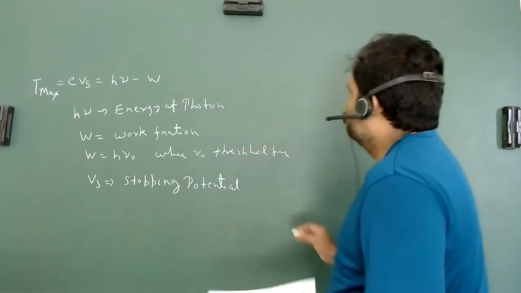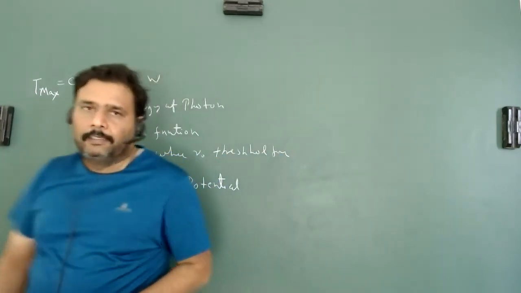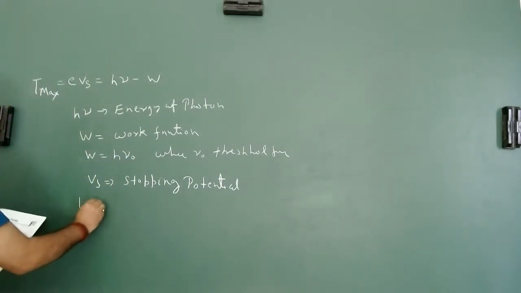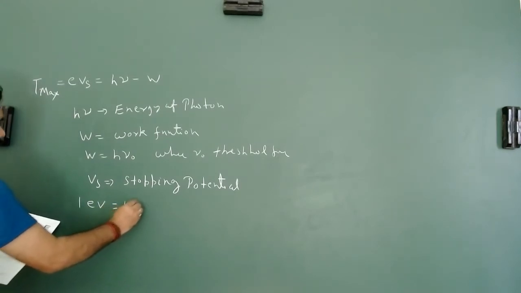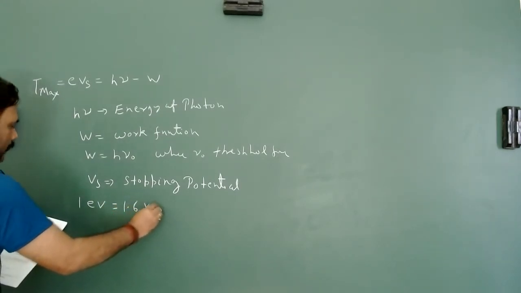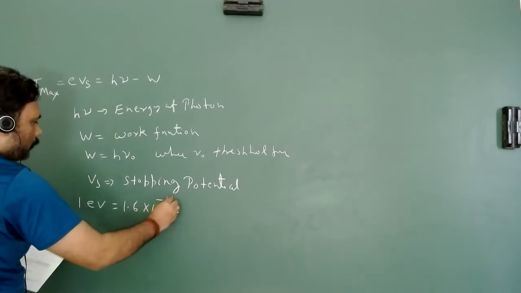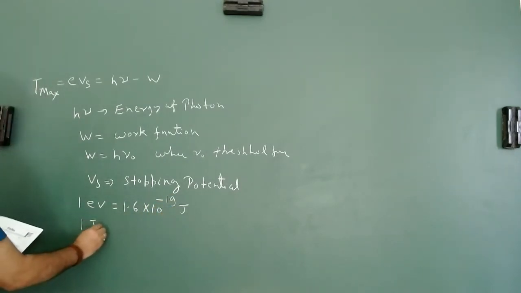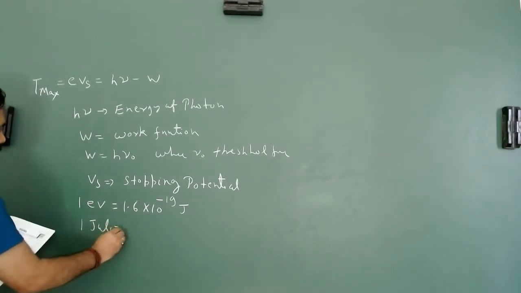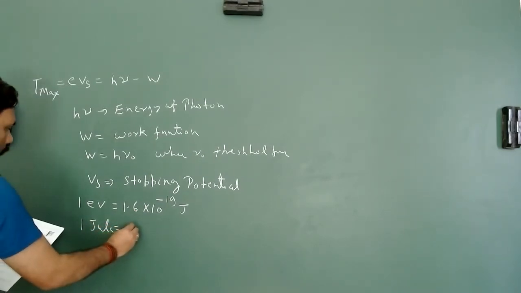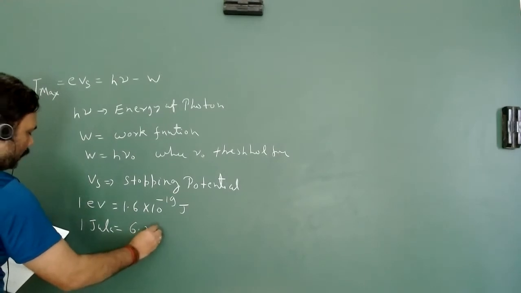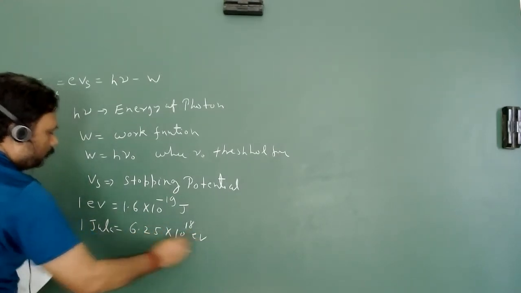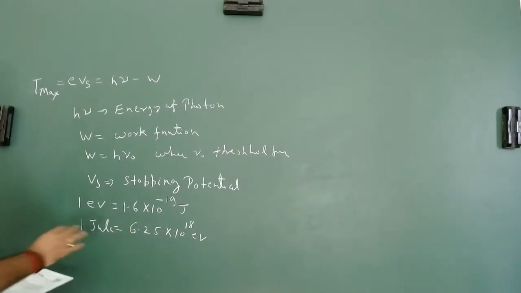So let's try to find some particular numerical values. We know that 1 electron volt is equal to 1.6 into 10 to the power minus 19 joule. So 1 joule is equivalent to 6.25 into 10 to the power 18 electron volt. So we can calculate it very easily.